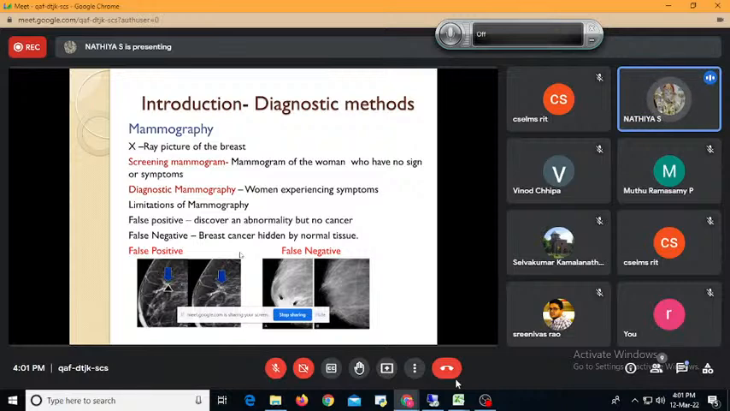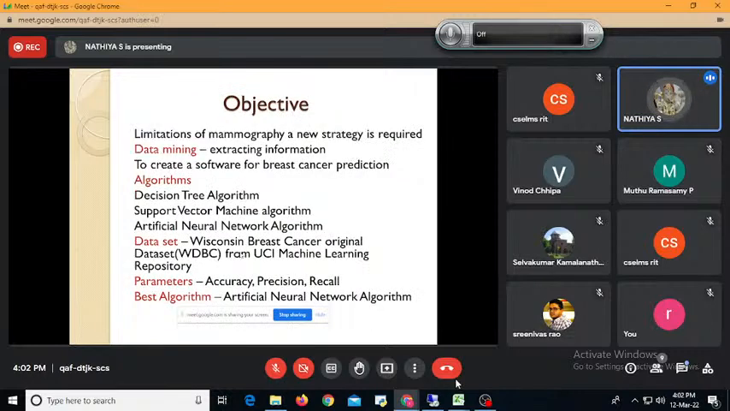So we need computerized algorithms which give more accurate results compared with medical results. So I have tried 3 different data mining algorithms. Data mining means extracting hidden information from the data.